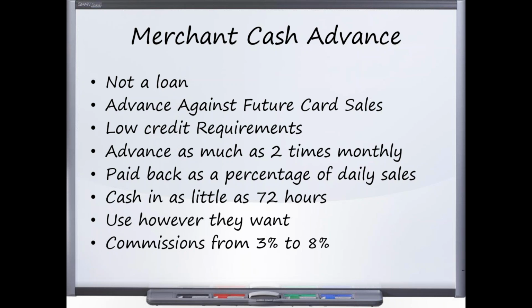Now, say that same merchant only does $1,000 worth of credit card sales one day. We're not going to take $200 to $300 out. In that case, we're going to take out $100 to $150. That same 10 to 15% of what they actually do for the day. So the amount they pay back varies by day. What that does, it protects them in case their business slows down.